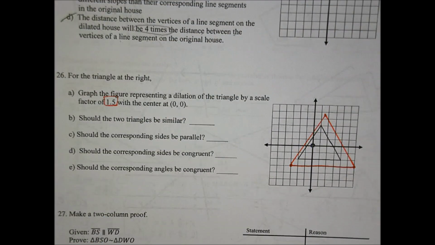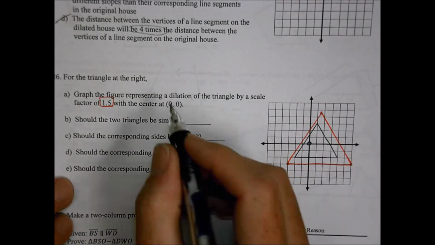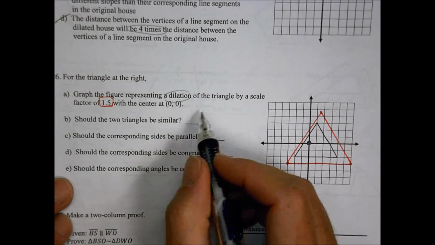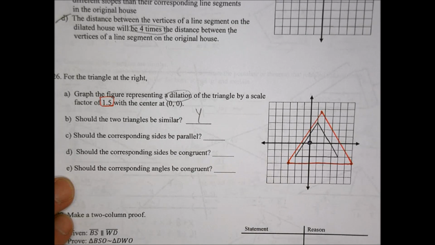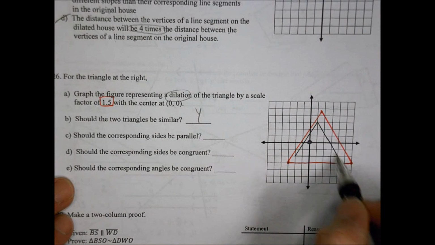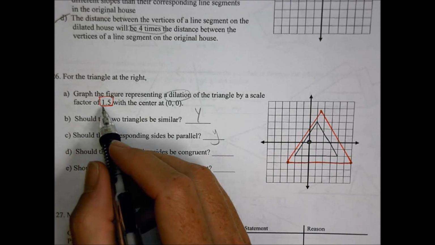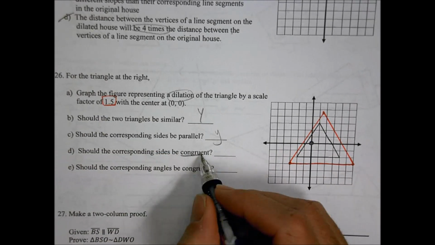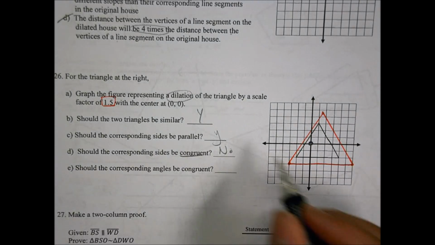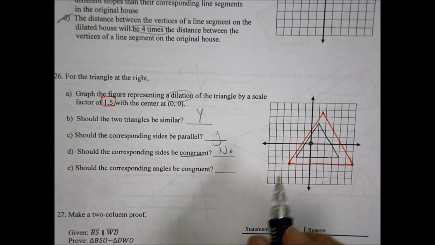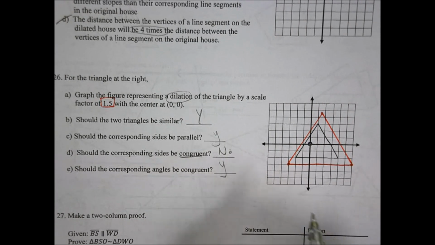Should the two triangles be similar? We would say yes, because that's what happens when you do a dilation. Should the corresponding sides be parallel? Again, like our last problem, yes, they should be. Should they be congruent? Not with a scale factor of 1.5. Congruence means they're going to be the same. This is not going to be the same because we enlarged it. Should the angles be congruent? Always. The angles never change when you do a dilation.